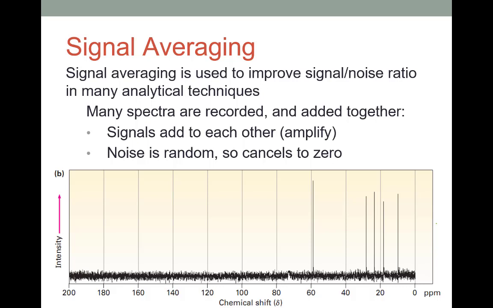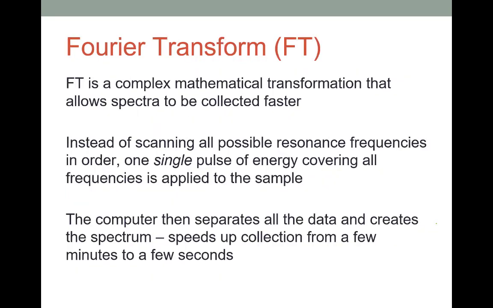This happens in the instrument, nothing you have to do, but just to let you know that it exists. Likewise, Fourier transform is a mathematical transformation that allows us to essentially scan everything at once and let the computer figure it out. I'm not going to get into FT and how it works, but suffice to say that lots of instrumentation uses FT. And so you'll see that quite often. It speeds things up quite a lot.